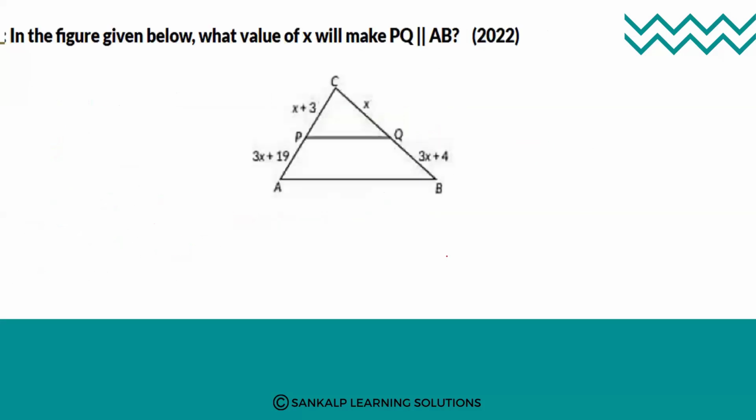Next, in the figure given below, what value of X will make PQ parallel to AB? Okay. PQ is parallel to AB. That means we need to find out the value of X here. CP value is X plus 3. PA value is 3X plus 19. CQ value is X and QB value is 3X plus 4. So we need to find out the value of X. X is everywhere, so we need the X value.